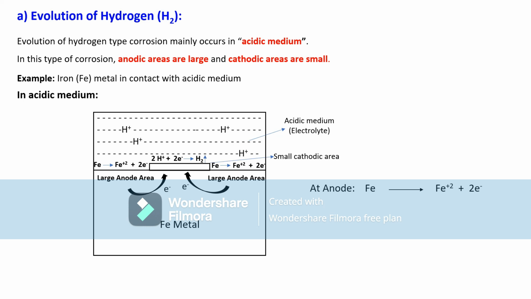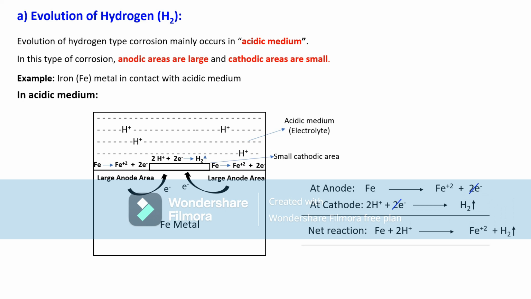This can be represented in a reaction. At the anode, iron undergoes Fe → Fe²⁺ + 2 electrons. The liberated electrons move towards the cathode, and the reaction that occurs at the cathode is 2H⁺ + 2 electrons gives H₂ gas. On the left-hand side and right-hand side, 2 electrons are common, therefore both electrons get cancelled. Overall, the net reaction is Fe + 2H⁺ gives Fe²⁺ + hydrogen gas. This is the mechanism of evolution of hydrogen in wet corrosion.